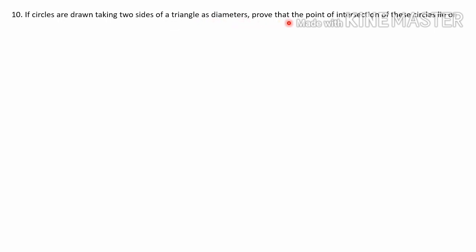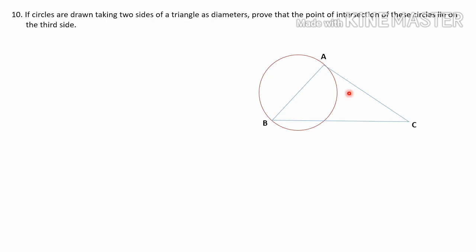Next we shall discuss question number 10. If circles are drawn taking two sides of a triangle as diameters, prove that the point of intersection of these circles lies on the third side. Let's consider a triangle ABC. Here I am taking two sides AB and AC. By considering AB as a diameter, I am drawing a circle. Again, I am considering AC as diameter and drawing another circle. So two circles are drawn taking two sides of a triangle as diameters.